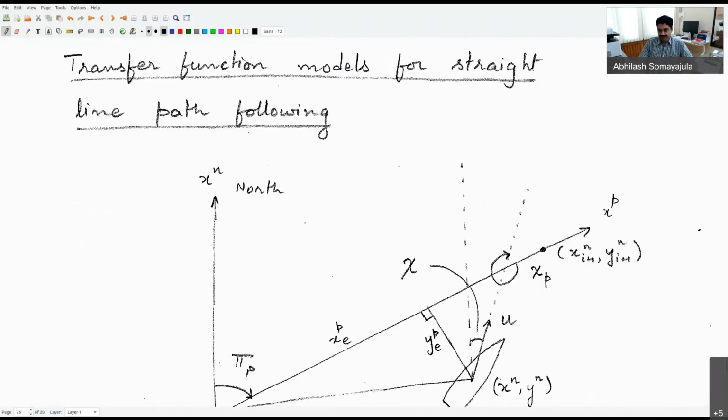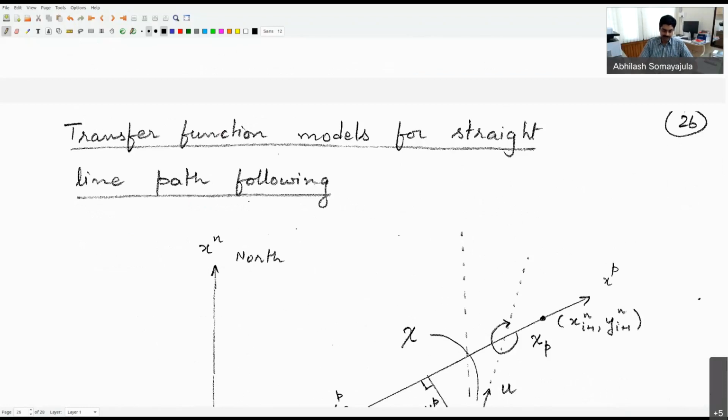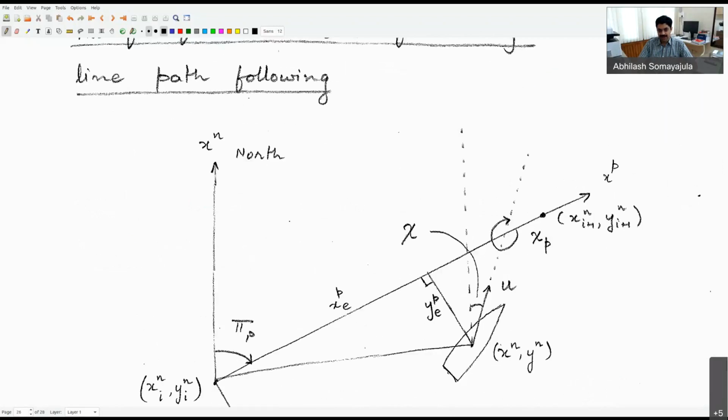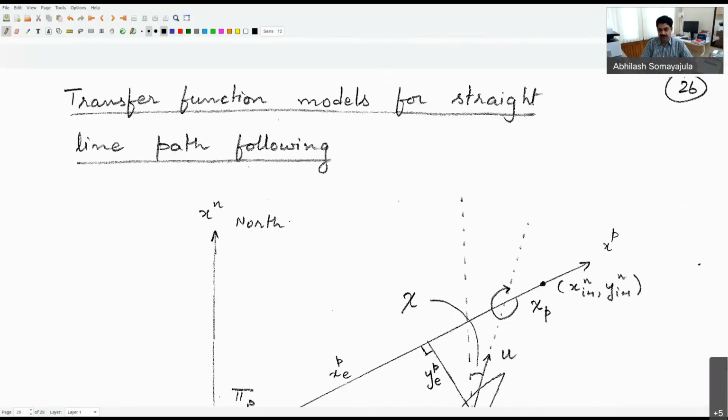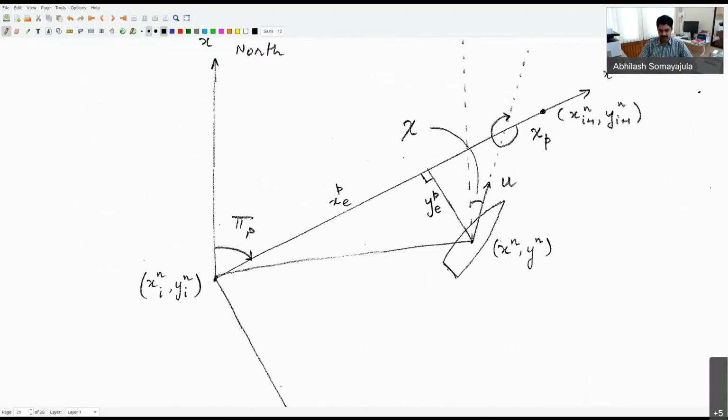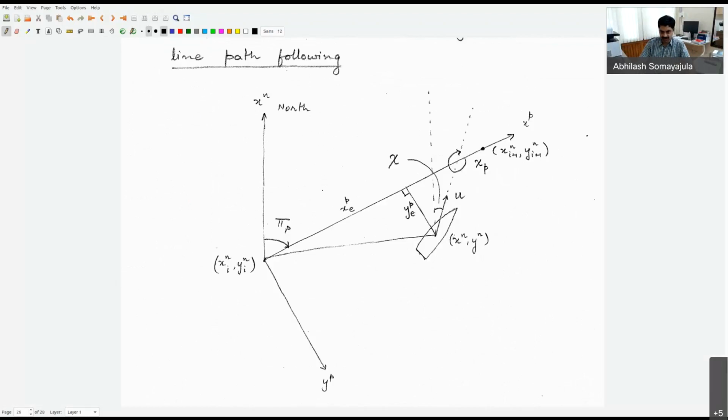Okay, so that was a very brief description about the Dubin's path. For now, we'll come back to talk about the straight line path following, and look at how we would apply this straight line path following in a guidance system and provide it to a control system. This picture we have seen before. It is the same picture as before, but I've recreated it here in order to discuss it.